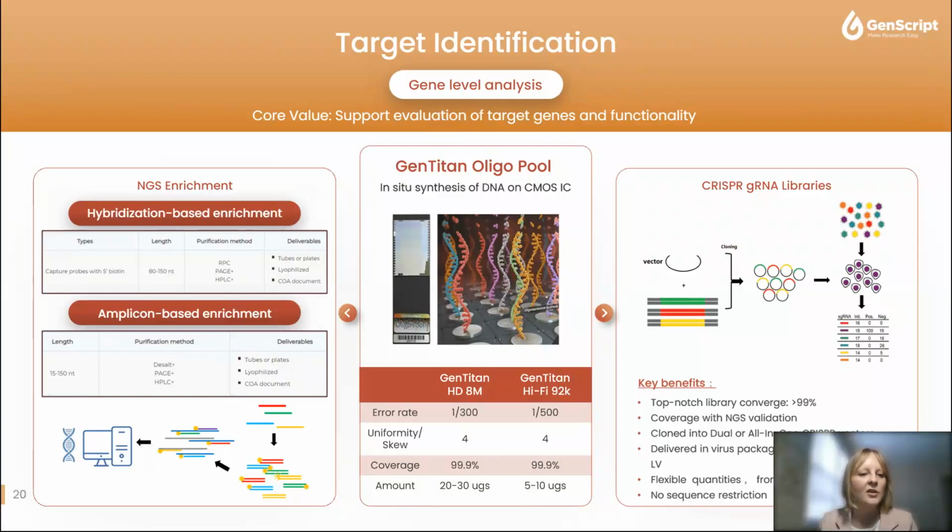CRISPR guide RNA libraries are a cutting-edge technology for efficient gene editing and functional genomics. We offer a comprehensive collection of guide RNA sequences that target specific genes or pathways of interest. One popular investigative disease is Alzheimer's, and so we do offer a library for that as an example.